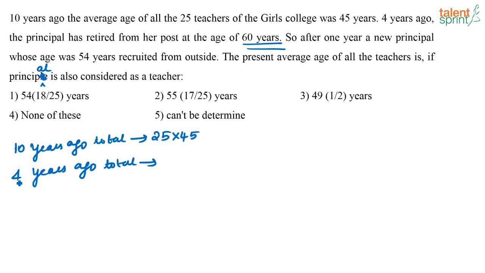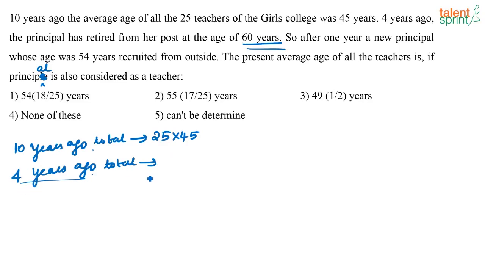See, 4 years ago means after this 10 years ago time period, I am moving forward 6 years. After whichever year this be, 6 years after that is nothing but this, correct? Earlier we had calculated the total age for 10 years ago, so 4 years ago means 6 years have passed. So each person's age will increase by 6, correct? Every year the age of every person increases by 1, so in these 6 years, the age of every person would have increased by 6.